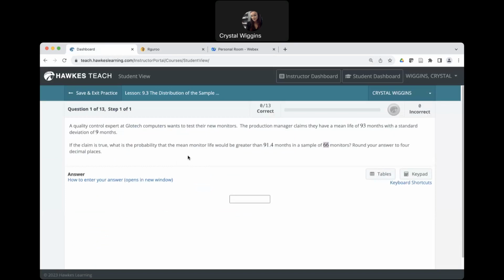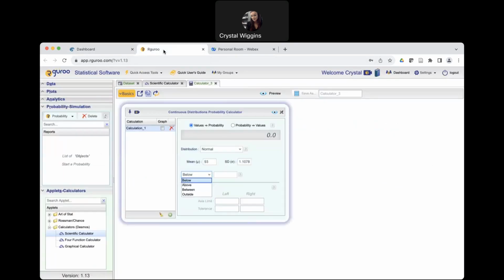This problem is asking us specifically for the probability that the life would be greater than 91.4. So greater than is an above problem. Type in 91.4, and we're ready for our eyeball. We now have the probability. If I was to translate this, I would say that it's approximately a 93% chance that the average of 66 monitors will have a lifespan greater than 91.4 months.